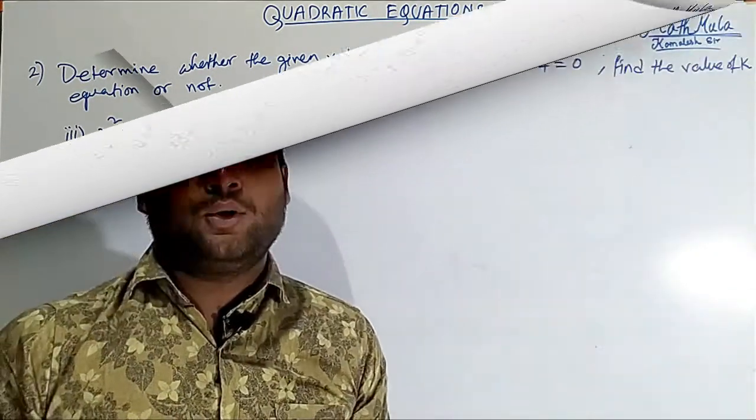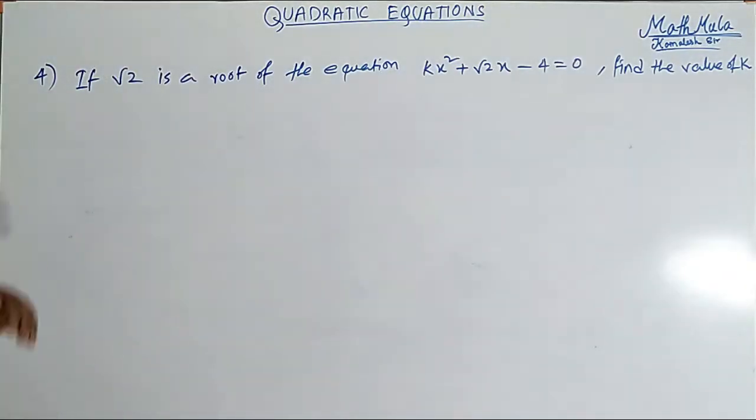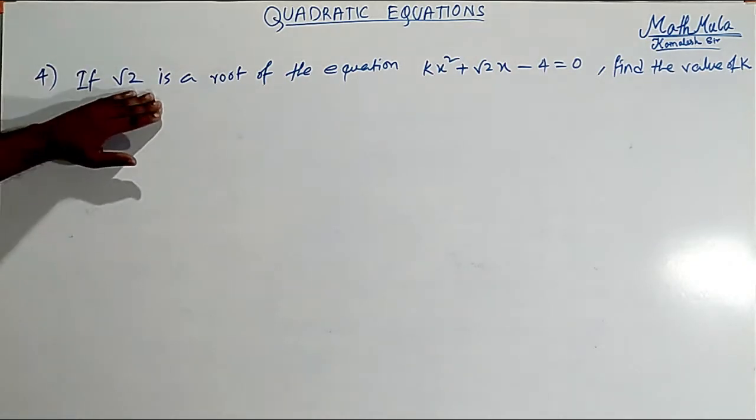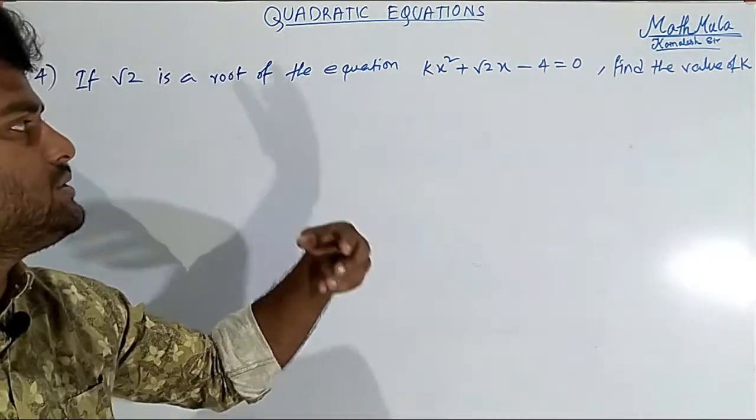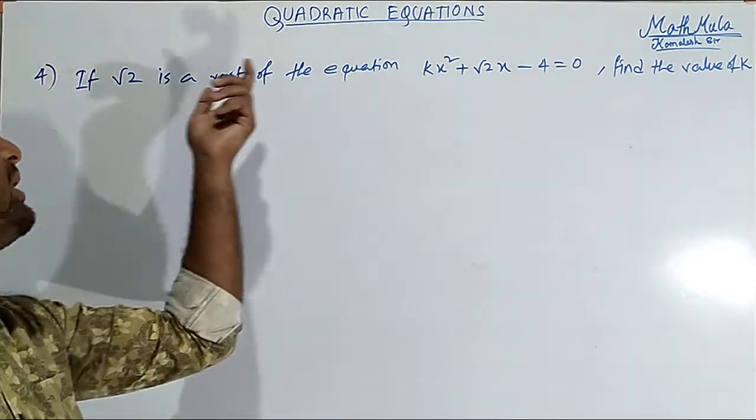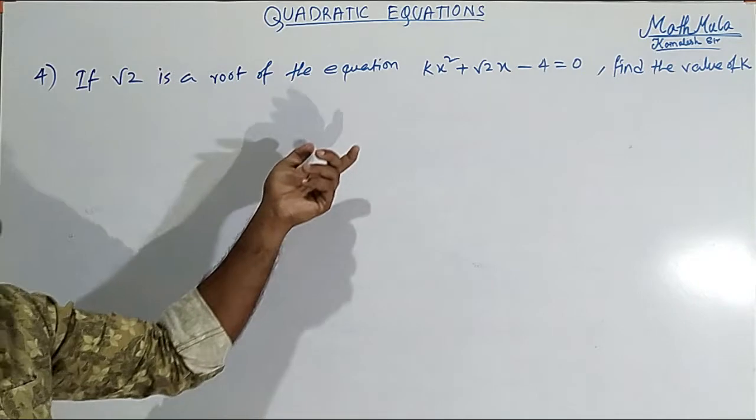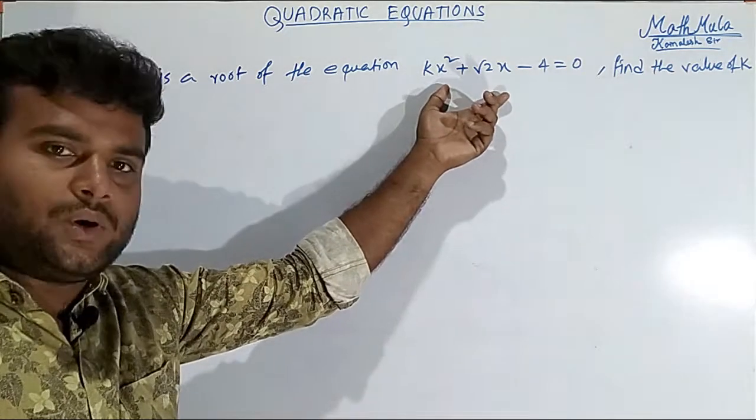Now we solve the next sum. If root 2 is a root of the equation kx square plus root 2x minus 4 is equals to 0, then find the value of k. Now look, if root 2 is the root of this equation, that means if we substitute x as the value root 2, then the LHS will be 0.